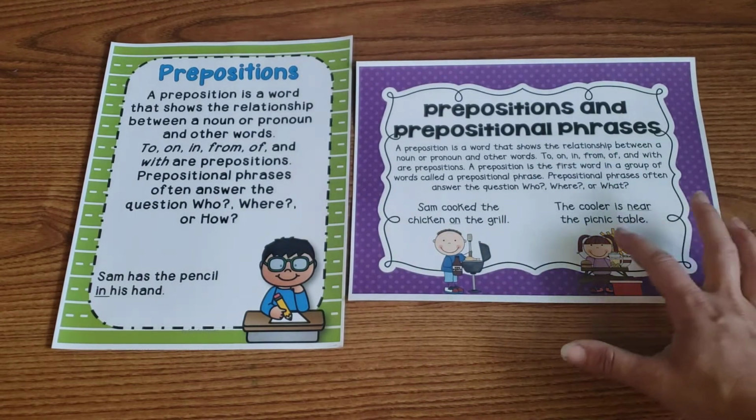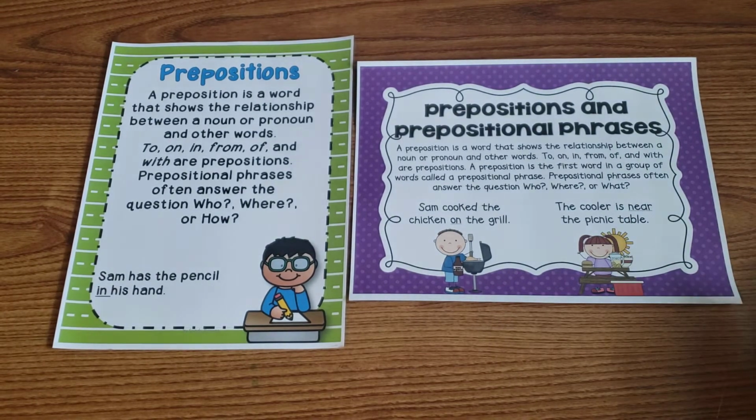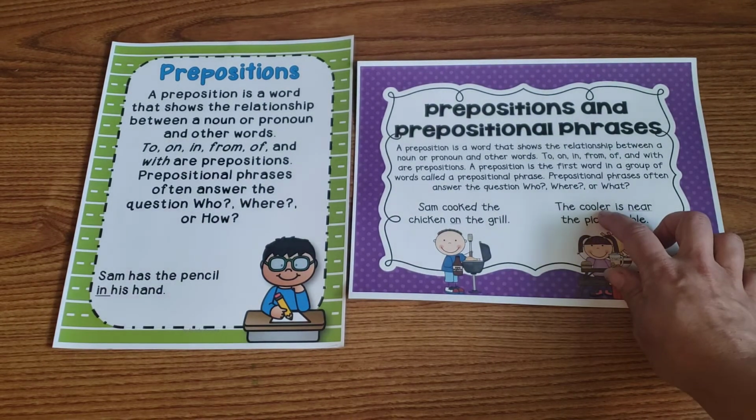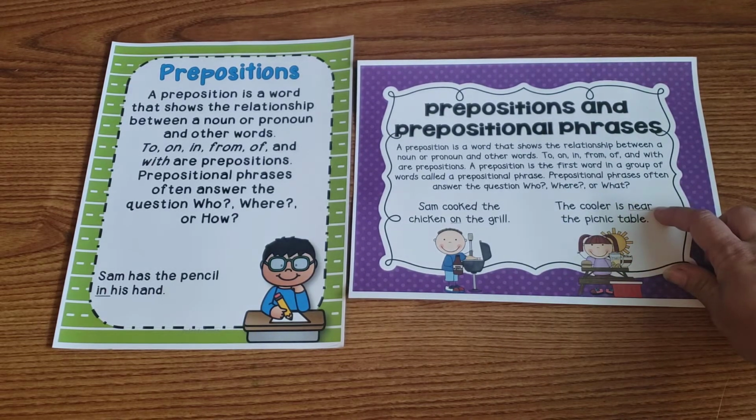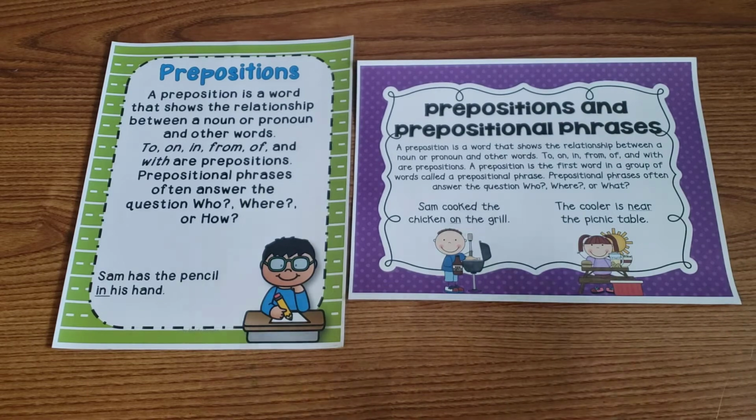The cooler is near the picnic table. So here the subject of our sentence is cooler. And what about it? Where is it? Near. Near is the preposition. And the prepositional phrase that it's attached to is near the picnic table.